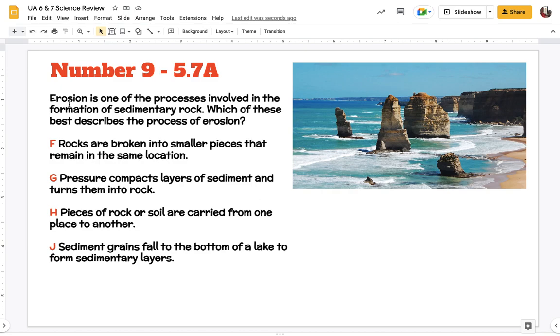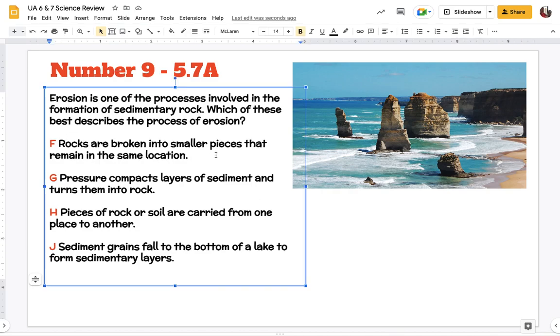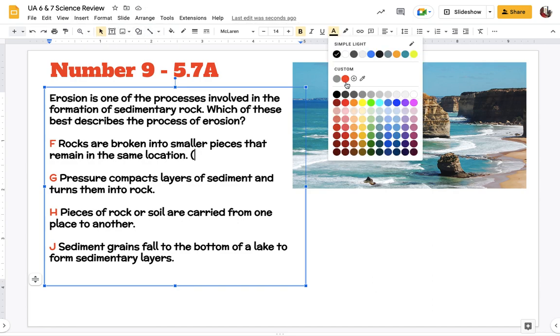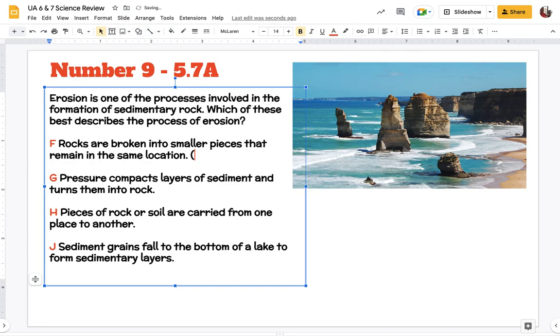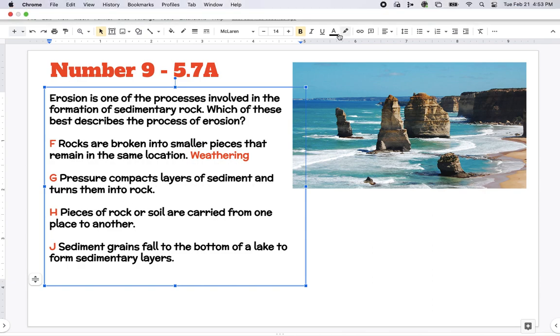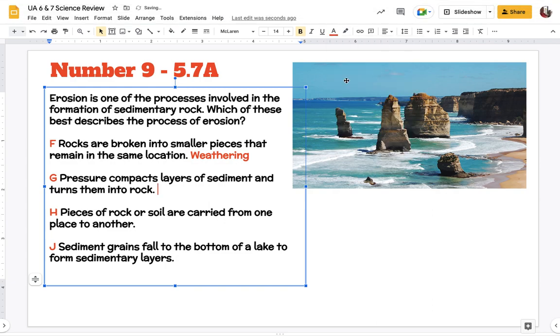So if we look at our answer choices, rocks are broken into smaller pieces that remain in the same location. That is, if you said weathering, you would be correct. So I'm going to go ahead and change colors here. Weathering, okay? So that's weathering. Let's look at pressure compacts layers of sediment. Nope, we just said that one was compaction, right? So let's go ahead and do compaction.